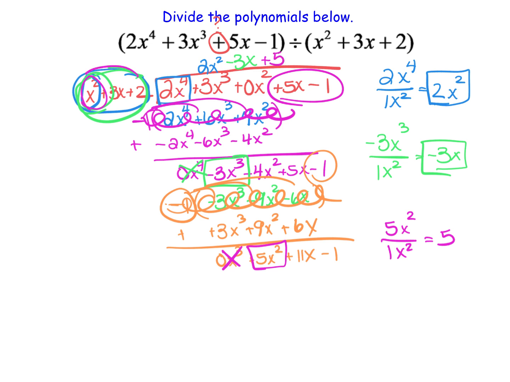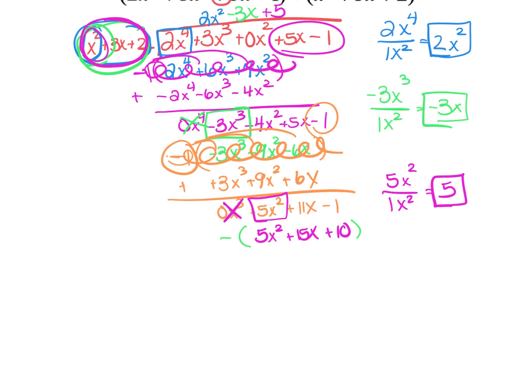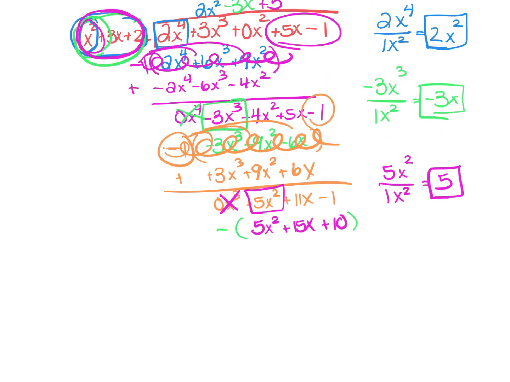So I'm going to multiply all 3 of these terms by this 5 over here. So 5 times x squared is 5x squared. 5 times 3x is 15x. And 5 times 2 is 10. So what I'm going to do here is now subtract that second polynomial. And again, remember, the easiest way to do that is to distribute that negative 1 and add. So we have negative 5x squared, negative 15x, and a negative 10. So now that I've distributed it, I can add down instead.